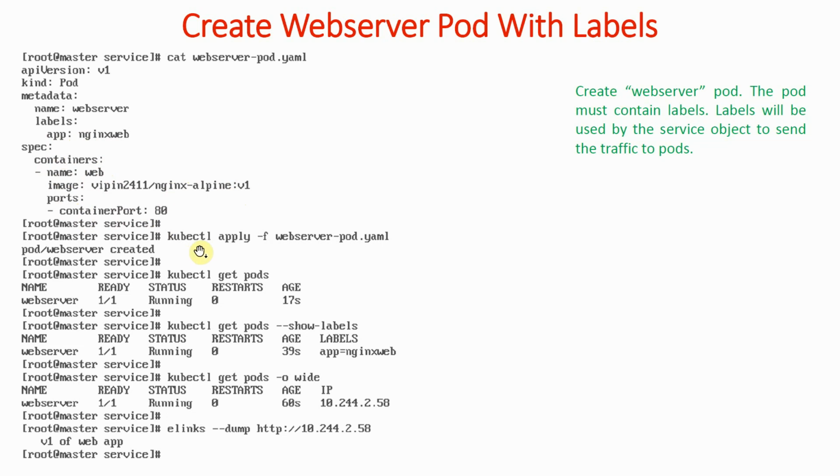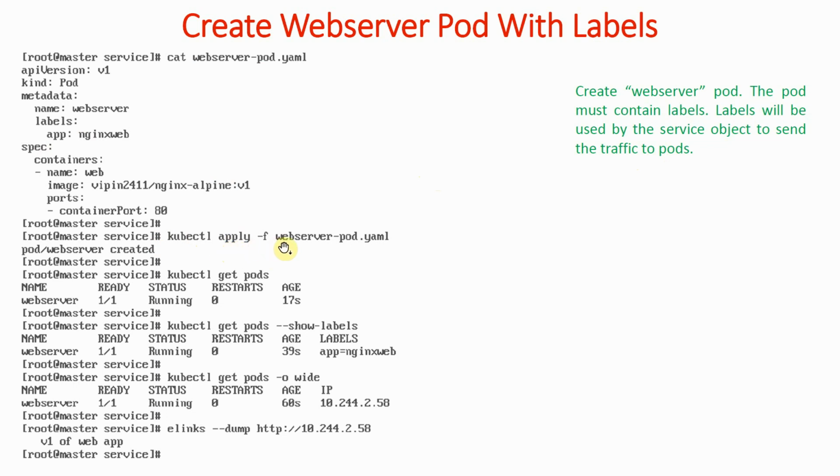Now in our case, we create the web server pod. The pod must contain labels. Labels will be used by the service object to send the traffic to pods. How is the service going to send the traffic? The service will be using the selector to select the pods where it has to send the traffic. So a label is a must when we want to use a pod with the service object.